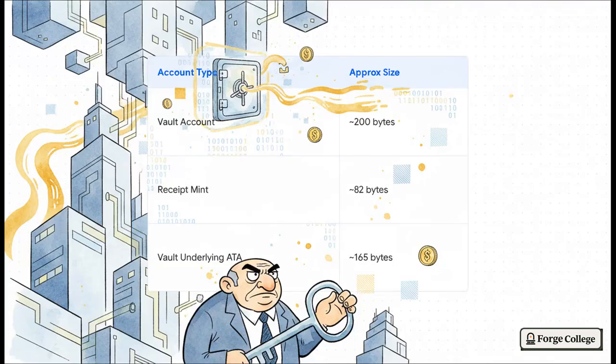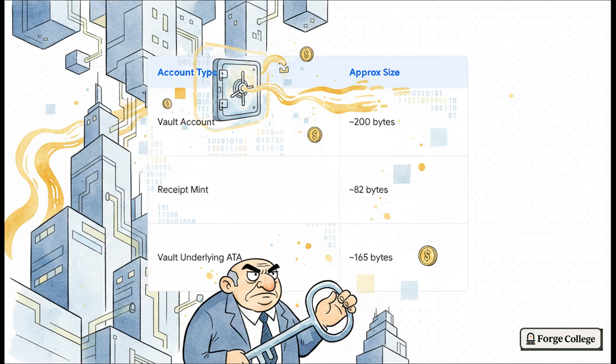Moving right along to step 2, pouring the foundation and setting up our accounts. What's really fascinating here is how incredibly precise we have to be with these architectural schematics. We have 3 main structures we're dealing with. The vault account needs about 200 bytes to store authority public keys and the totals for assets and shares. The receipt mint needs exactly 82 bytes, and the vault underlying ATA, the associated token account, needs 165 bytes.